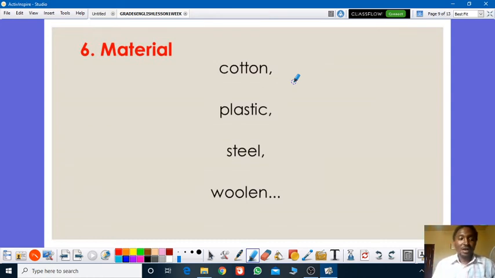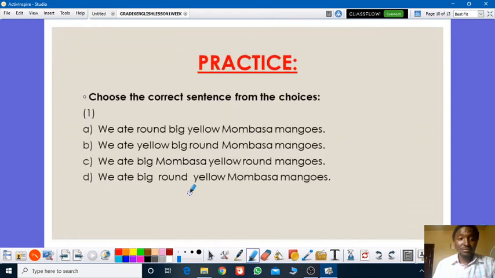You could have a bottle that is made of plastic. So plastic, cotton, steel, woolen, wooden, all those are materials that are used for making things. Could be leather, it could be glass. So we use different materials to make things, so material falls last. And now we're going to have an example just for practice.